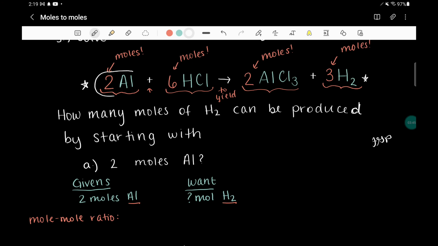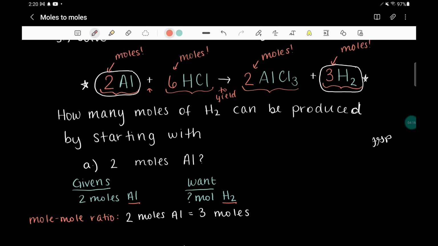We're going to be looking at aluminum. We know that we have 2 moles of aluminum in the balanced chemical equation, and we end up with 3 moles of H2. This is a really, really easy problem as written. This is basically just a concept check of, do you understand how to read a balanced chemical equation? It's not tricky at all.